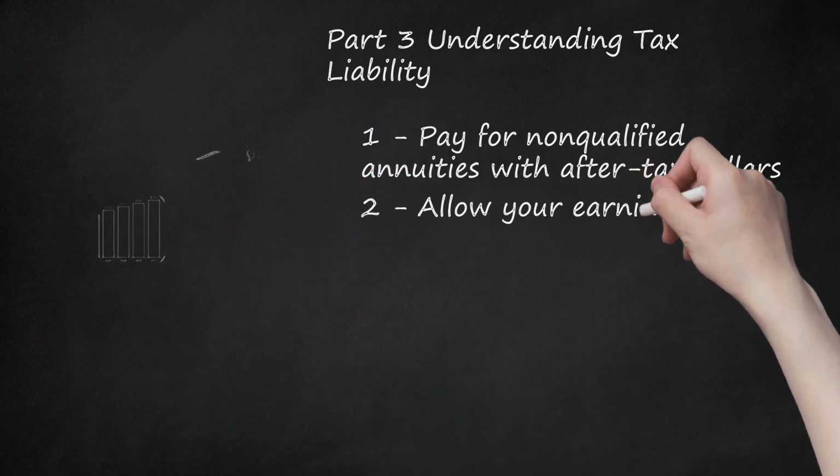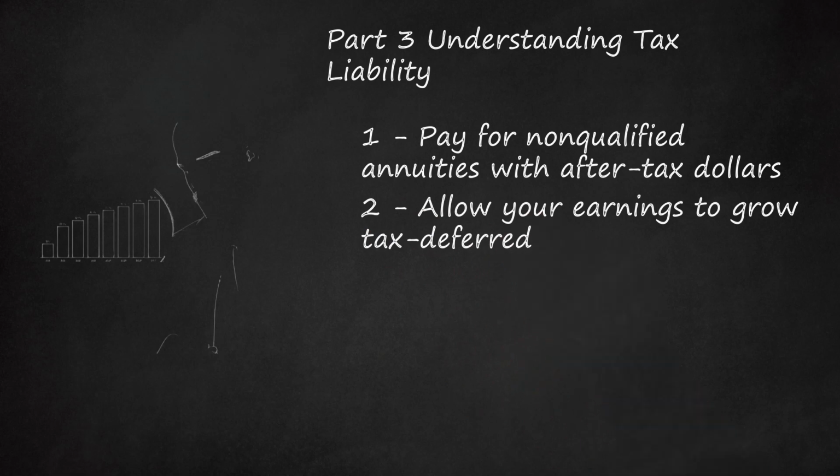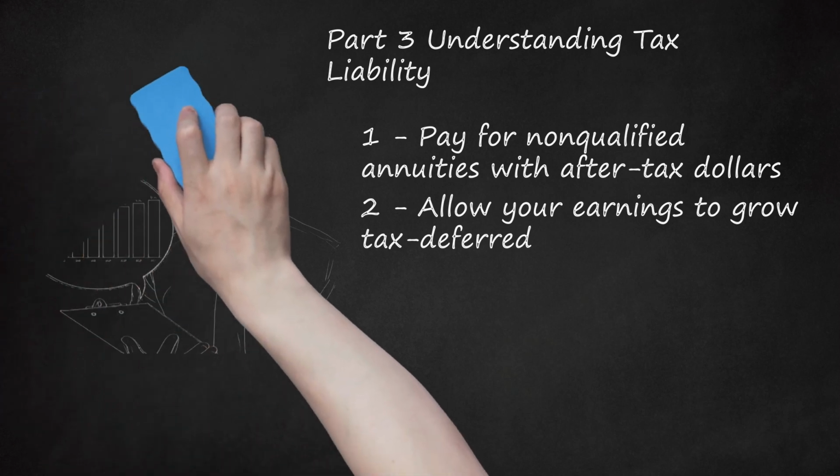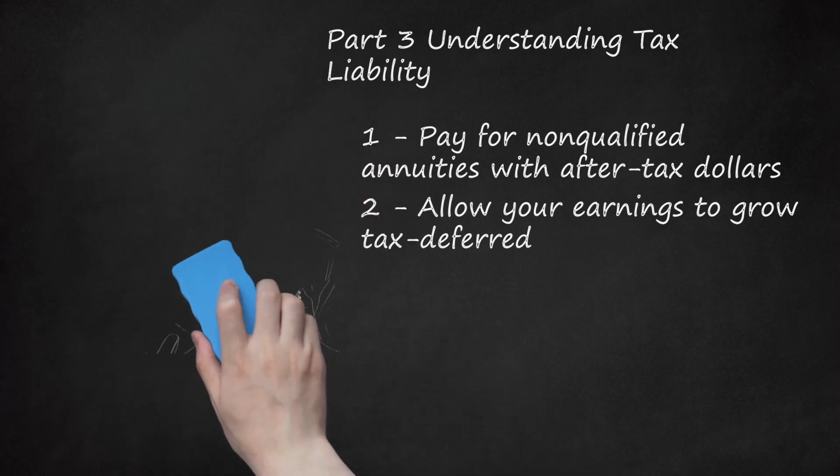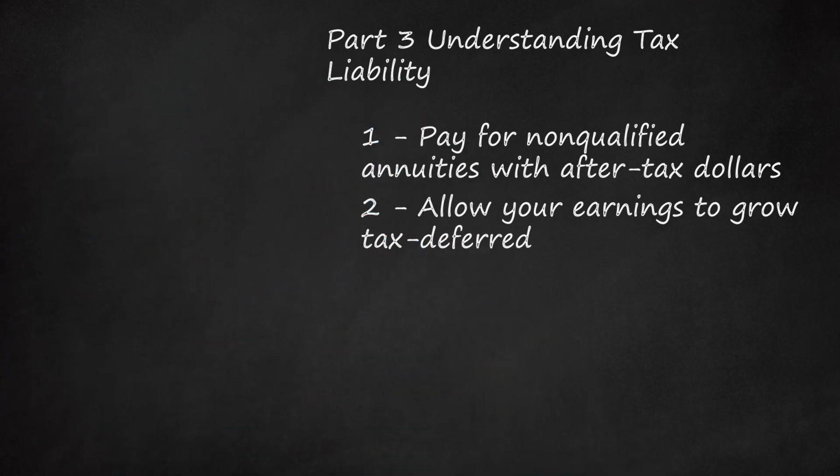2. Allow your earnings to grow tax deferred. While your contributions are in the annuity, the money will grow tax deferred. This means that so long as you do not make a withdrawal and the policy is not annuitized, your money will not be taxed. It will grow tax-free in the account. On the other hand, if you purchase a qualified annuity, both the contributions and the earnings grow tax deferred. This is the case because contributions are made with pre-tax dollars.